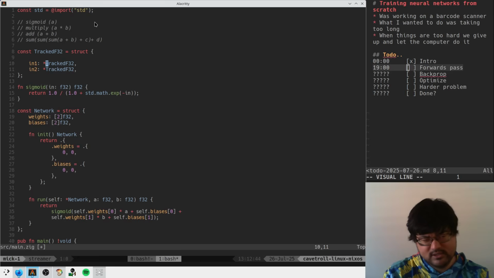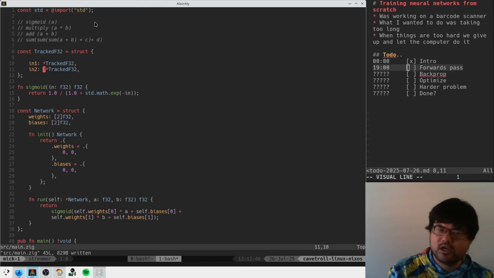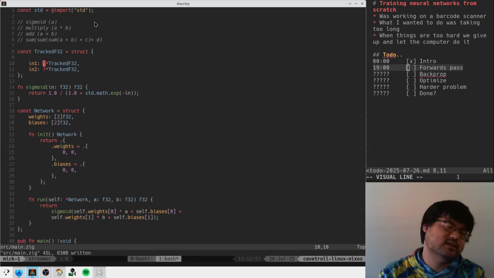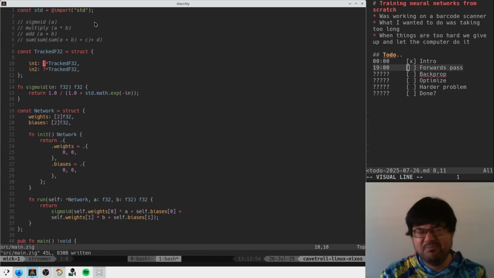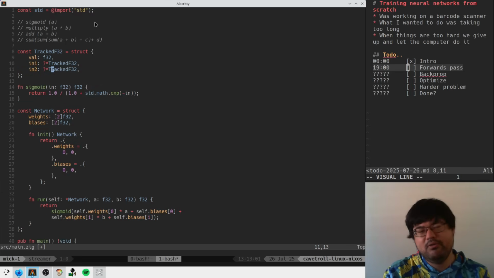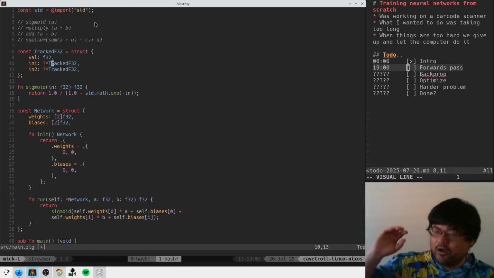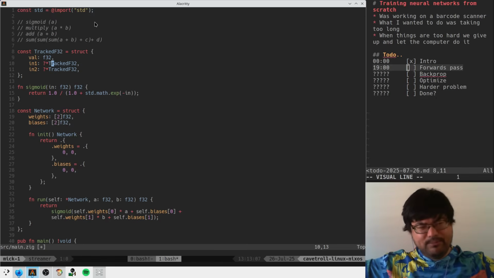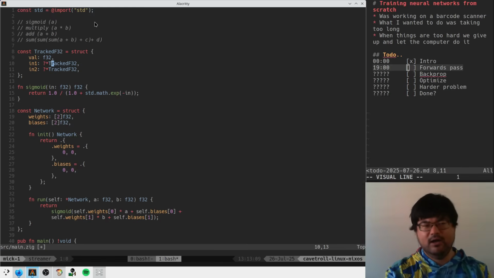In2 is an optional pointer, because it might not exist. I guess both of these might be optional, because maybe you just have a constant, and we might need them, so not sure. And then we have value, which is an F32. This might be stupid, but whatever. Later this will get optimized into something much better, but this is the way that the problem makes sense in my brain right now.